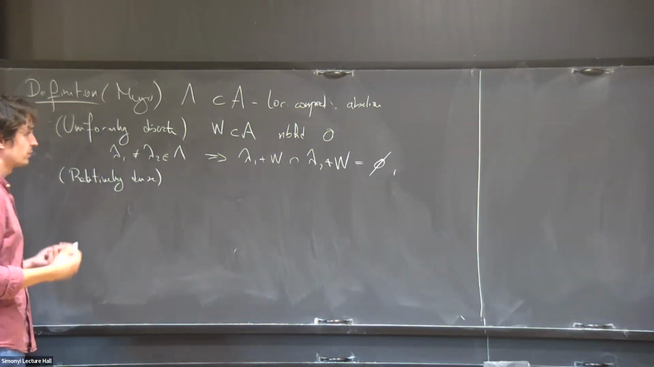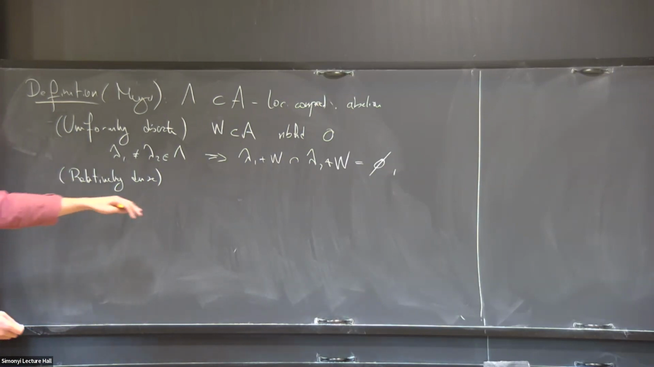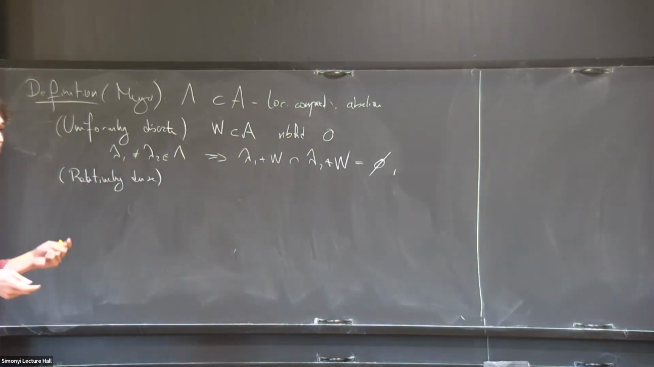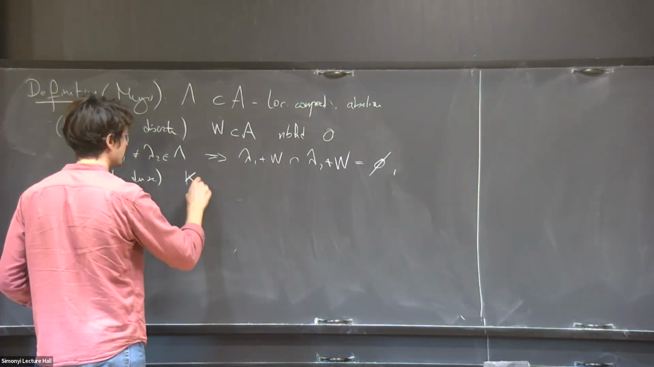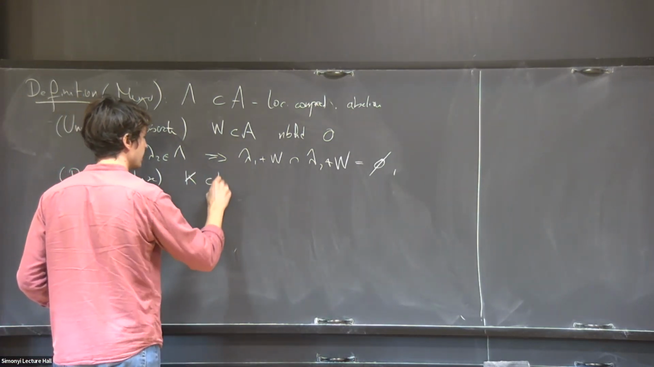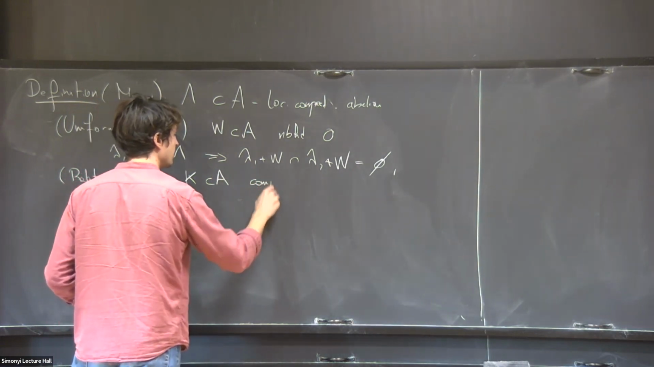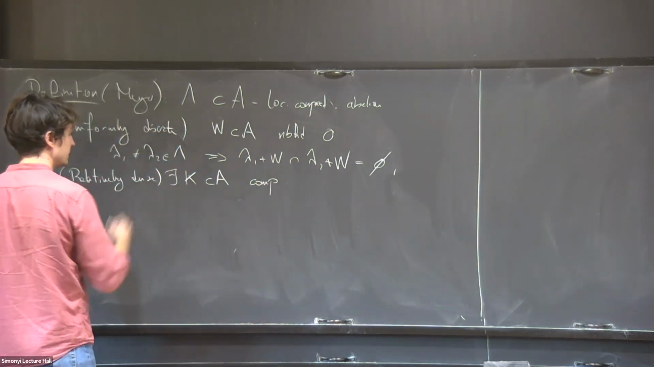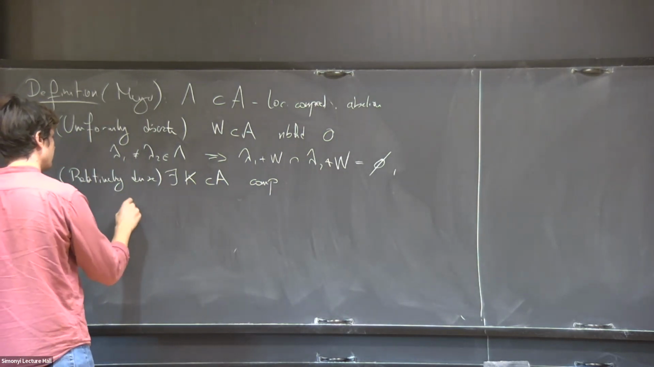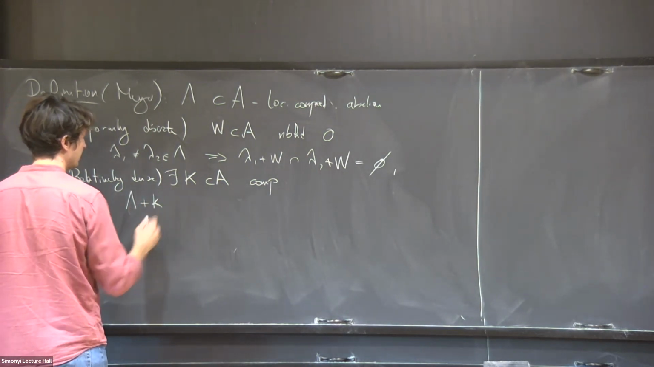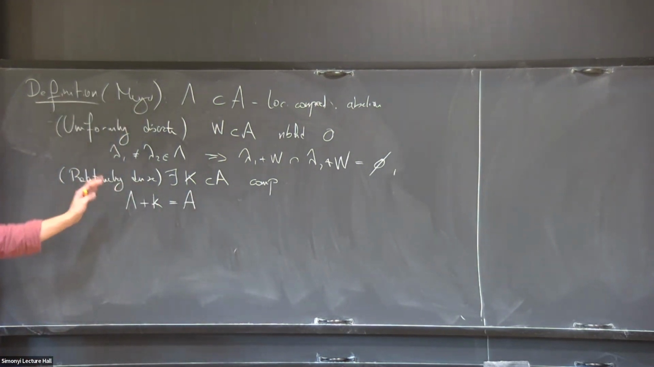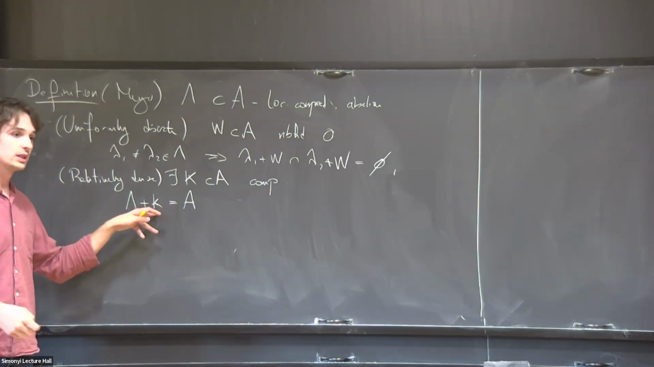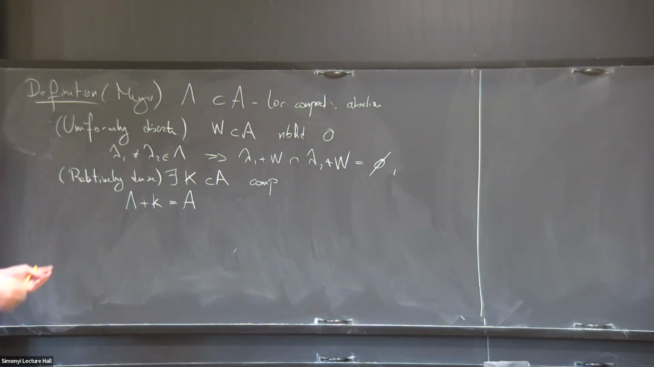And here again, what does it mean relatively dense? Essentially, I want that any point of A is going to be within bounded distance of some point of lambda. And by that, I mean, the easiest way to say it is I take K in A, which is compact, so there exists K in A compact such that lambda plus K is equal to the whole of A. Okay, and this notation here just means that I take all of the sums of one element of lambda and one element of K. Okay, so it's the Minkowski sum.